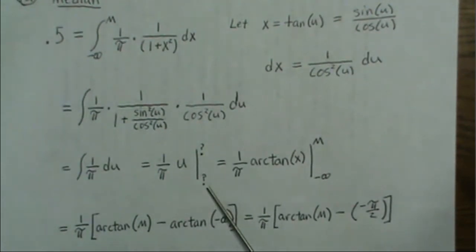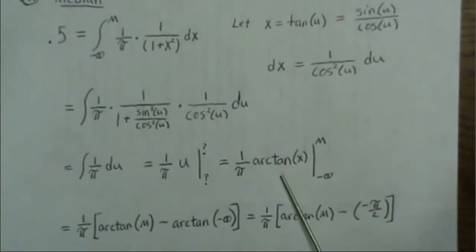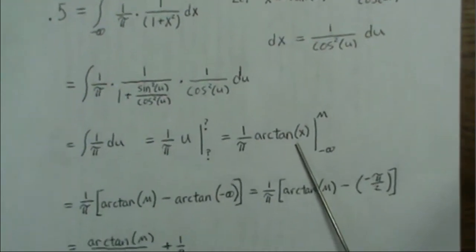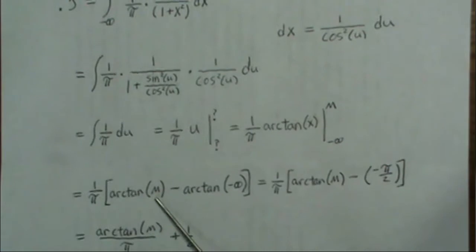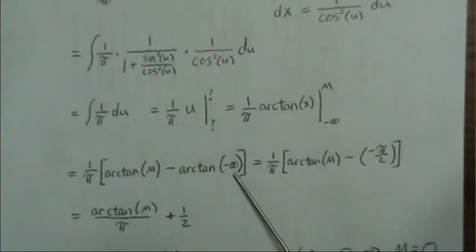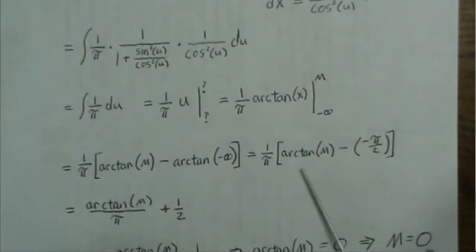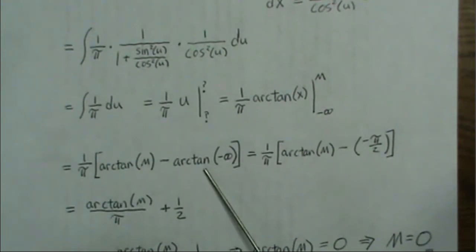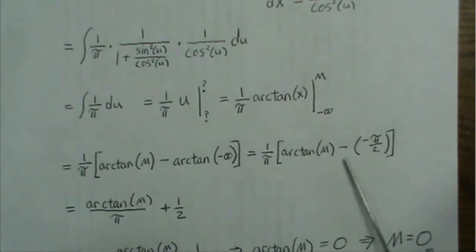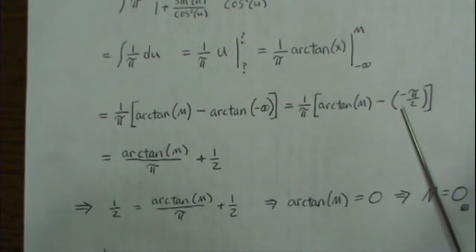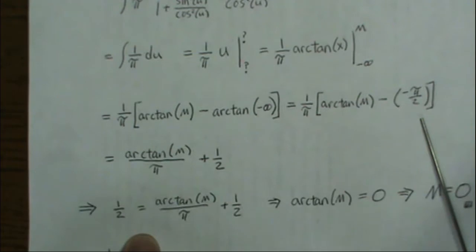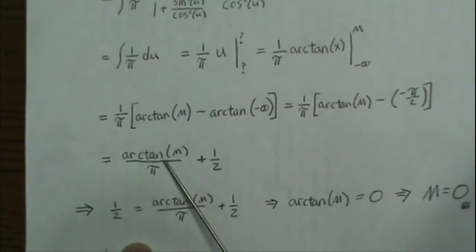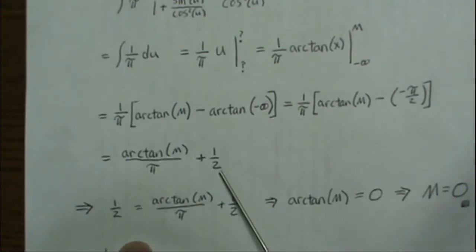Let's bring it back to the x world. So u is going to be the arctangent of x, and we're going from negative infinity to m. So if you plug in these values here, then we get this, and this limits to negative pi over 2, so you plug that in, and then distribute the 1 over pi, you get arctan of m over pi plus a half.